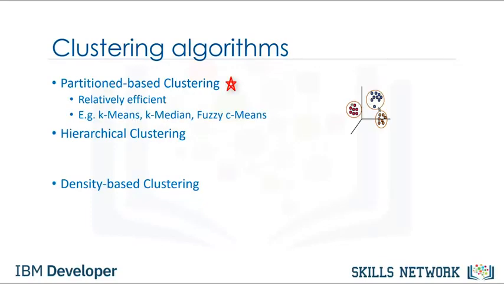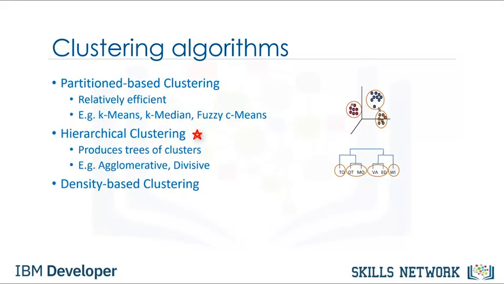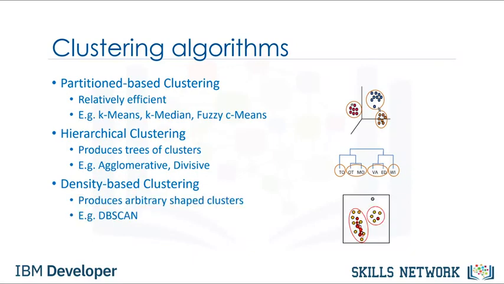Partition-based clustering is a group of clustering algorithms that produces sphere-like clusters, such as k-means, k-median, or fuzzy c-means. These algorithms are relatively efficient and are used for medium and large-size databases. Hierarchical clustering algorithms produce trees of clusters, such as agglomerative and divisive algorithms. This group of algorithms are very intuitive and are generally good for use with small-sized datasets.